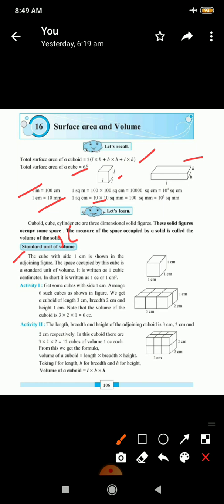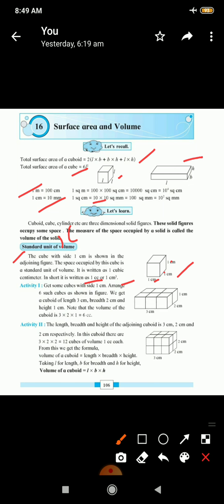Next, let us learn the standard unit of volume. The cube with side 1 centimeter is shown in the adjoining figure. The space occupied by this cube is a standard unit of volume. It is written as 1 cubic centimeter, or in short it is written as 1 cc or 1 centimeter cube. This one has length, breadth and height each 1 centimeter. Okay, so 1 cubic centimeter.